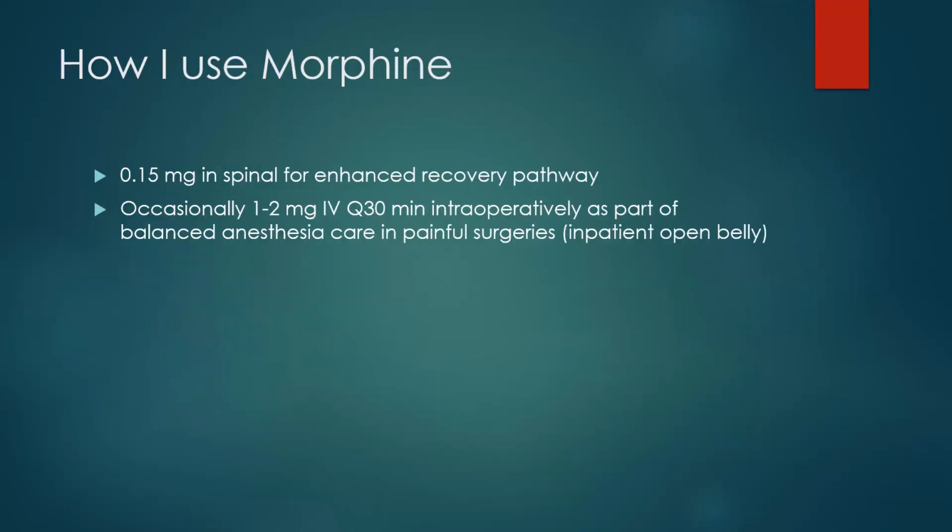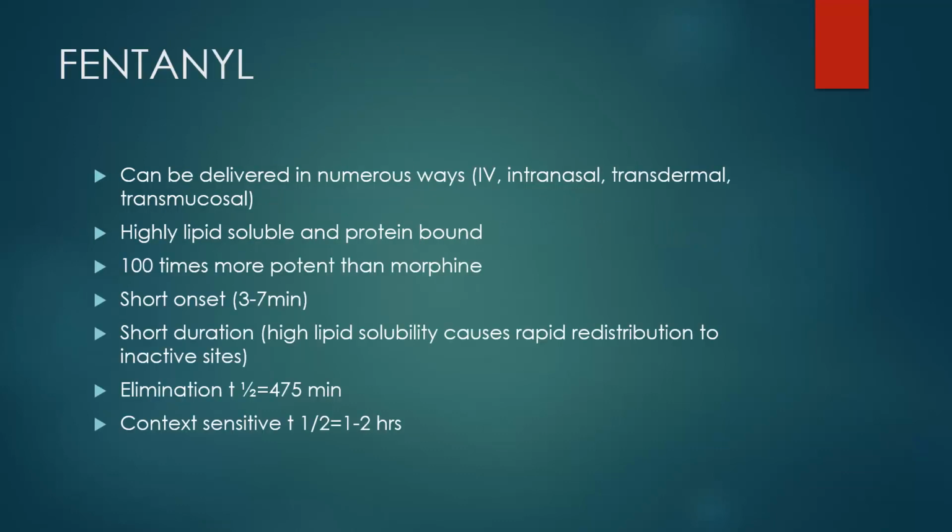Now, how do I use morphine? I don't use it very much, but the only times I use it are for spinals in enhanced recovery pathways, usually 0.15 milligram, or 0.15 cc of the 1 milligram per mL solution. I occasionally use 1 to 2 milligrams IV every 3 minutes intraoperatively as part of a balanced anesthesia care in only very painful surgeries, like open belly surgeries. But other than that, I don't really use it very much.